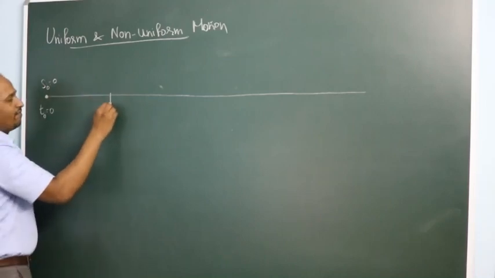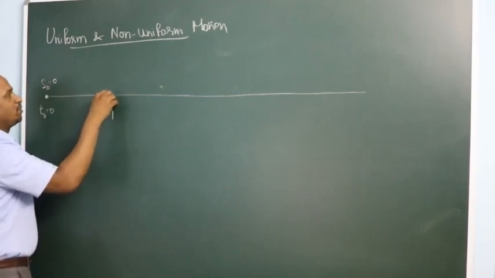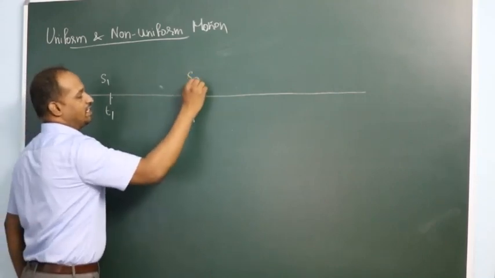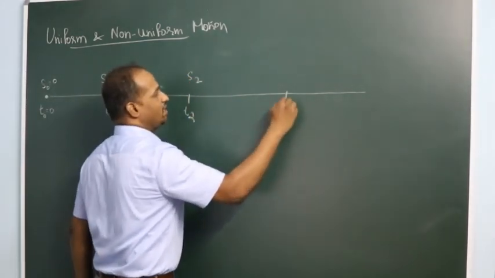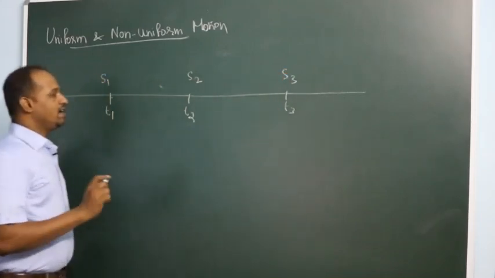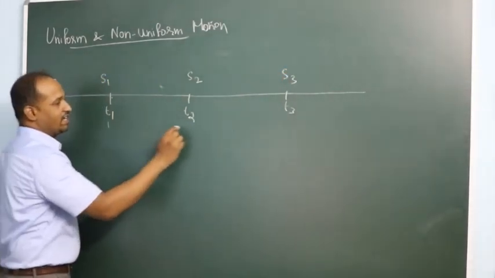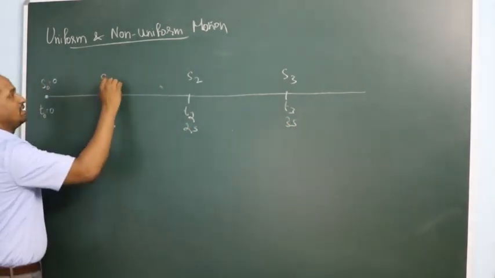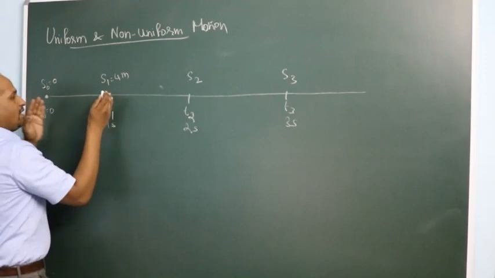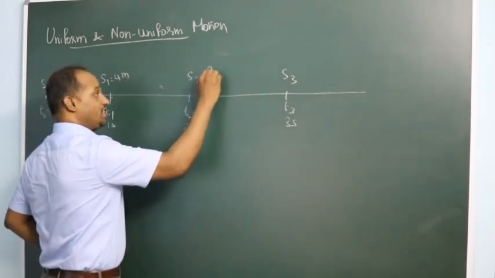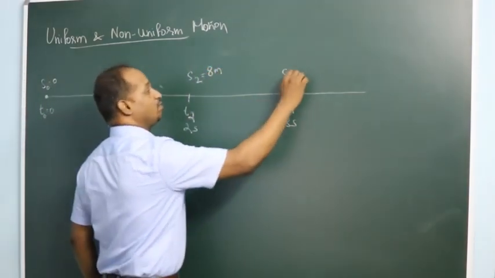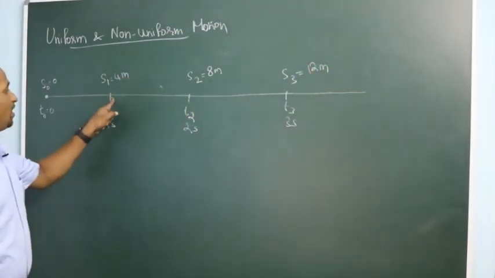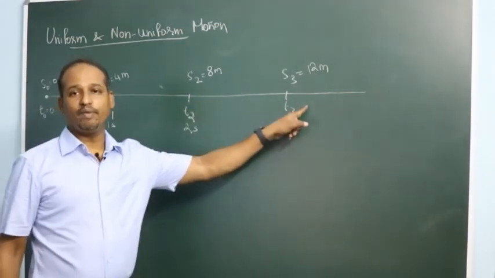It is running. When time is t1, its position is S1. When time is t2, its position is S2. When time is t3, position is S3. Let us assume these times: 1 second, 2 second and 3 second. And the position 4 meter, and it moves further 4 meter. So the position is 8 meter and this position is 12 meter. I am not saying displacement, the position. It's a 4 meter mark, 8 meter mark and 12 meter mark.